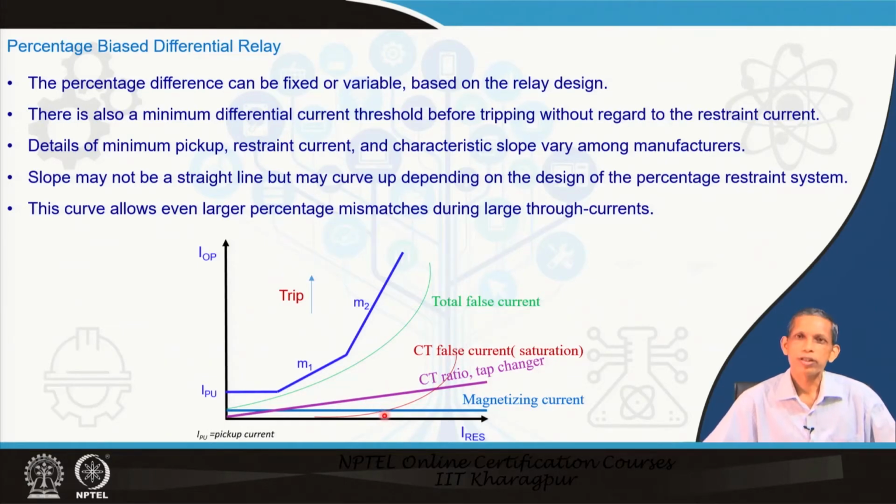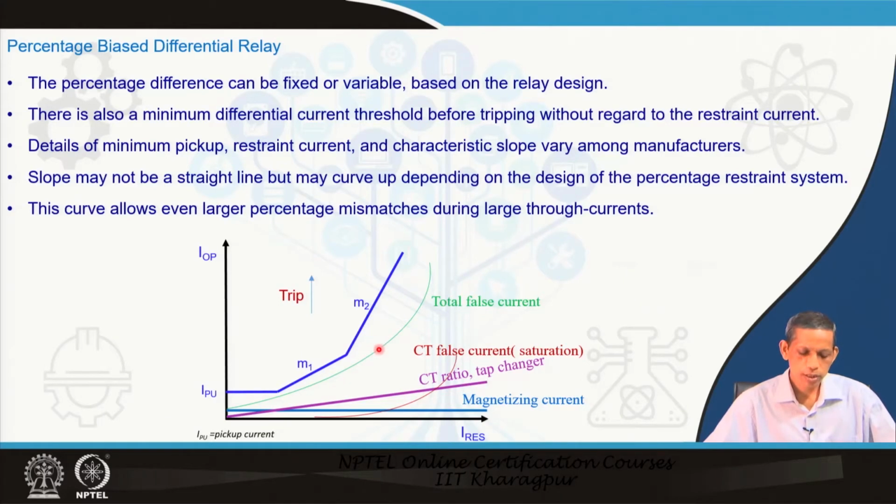Furthermore, we know CT has limited performance when the current becomes significantly high because of the CT saturation issue. So, we expect a very large false current in the differential branch from the CT saturation perspective, and this is a curve like this. Now, when we add all these perspectives, the total sum of the false current in the differential branch may be considered as the green curve like this.